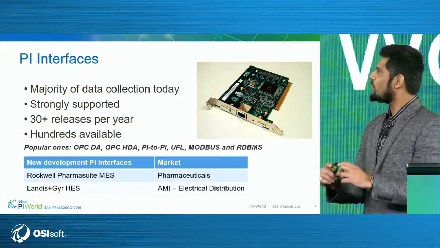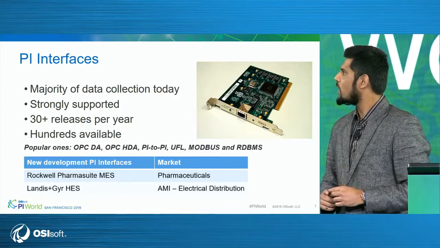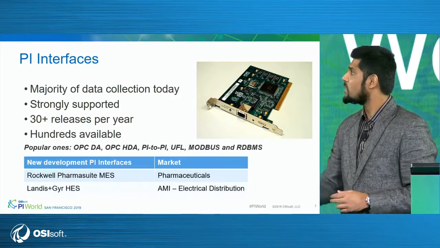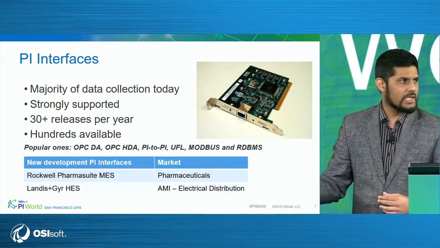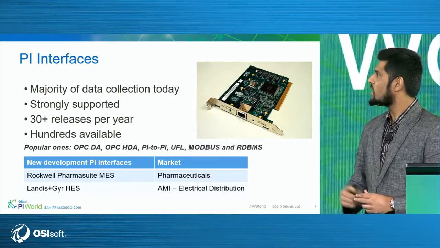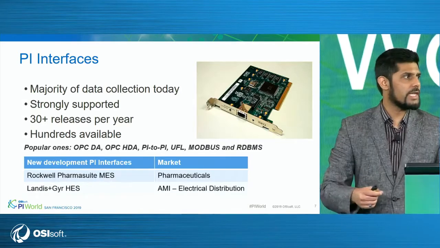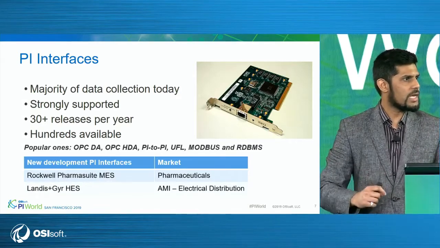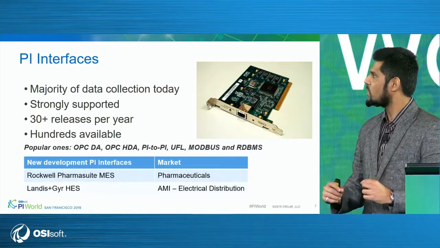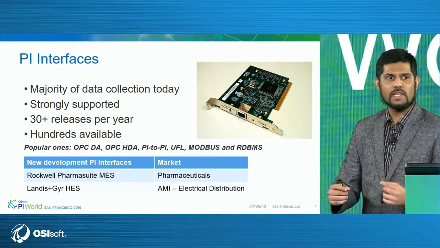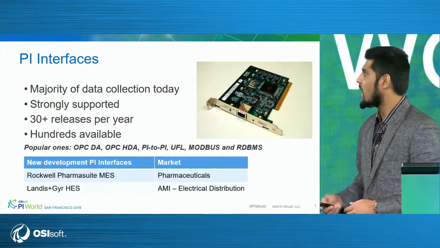We also have a couple of new interfaces in development. One is for collecting batch data from a Rockwell PharmaSuite manufacturing execution system. And a second one is to collect smart meter data. We heard about the smart meter use case in the keynote earlier today. We have an interface in the works to collect smart meter data from a Landis & Gyr head-end system called the Command Center.